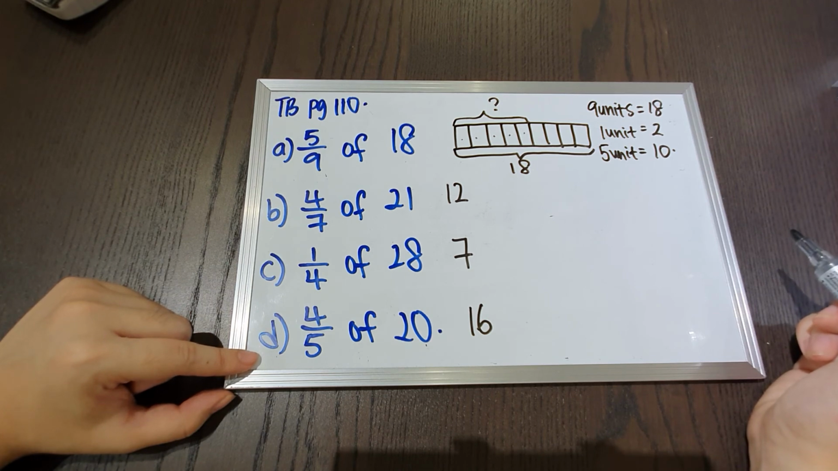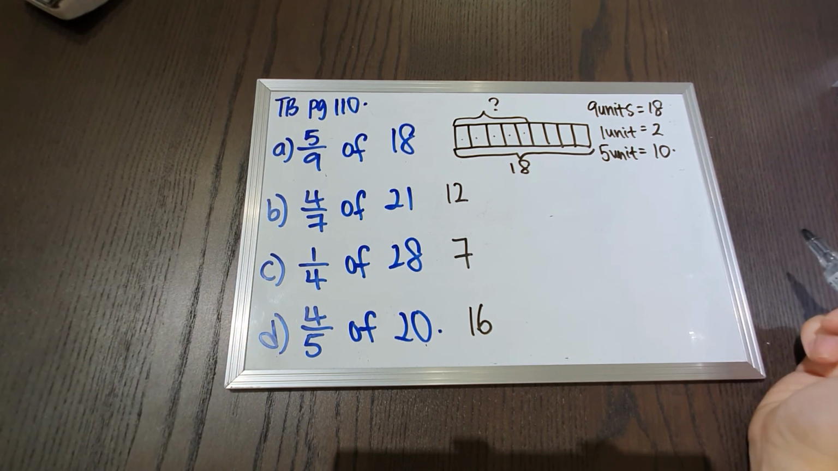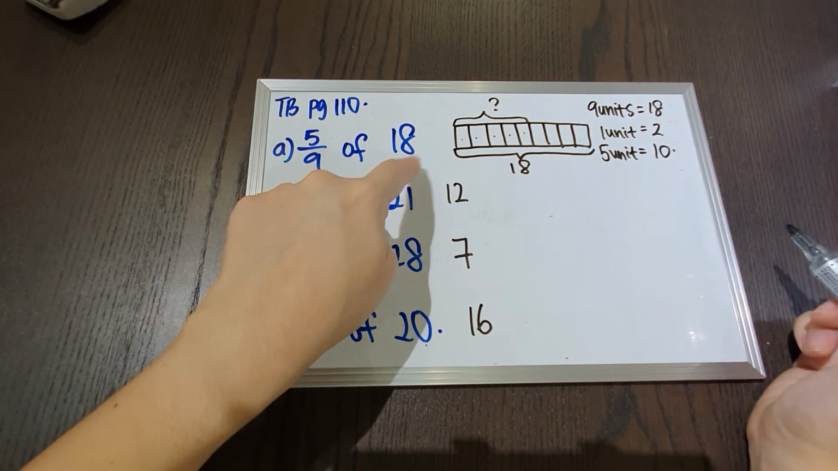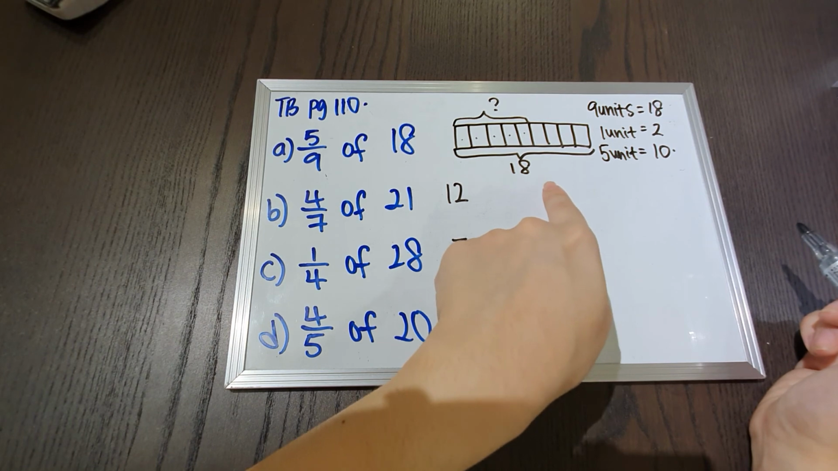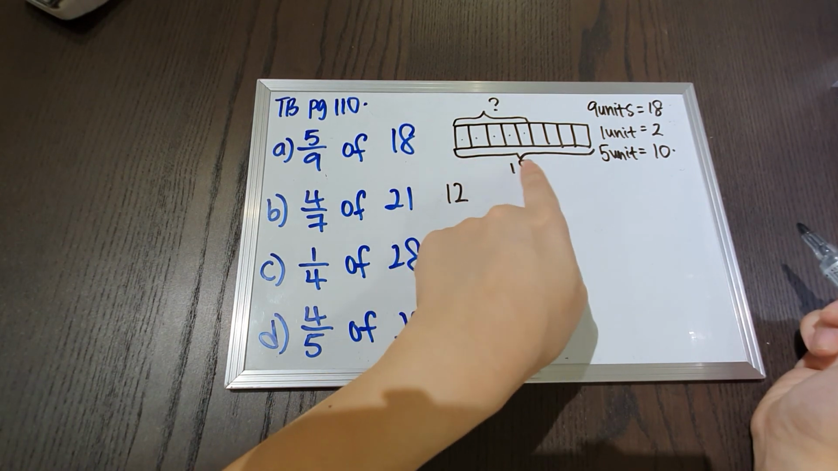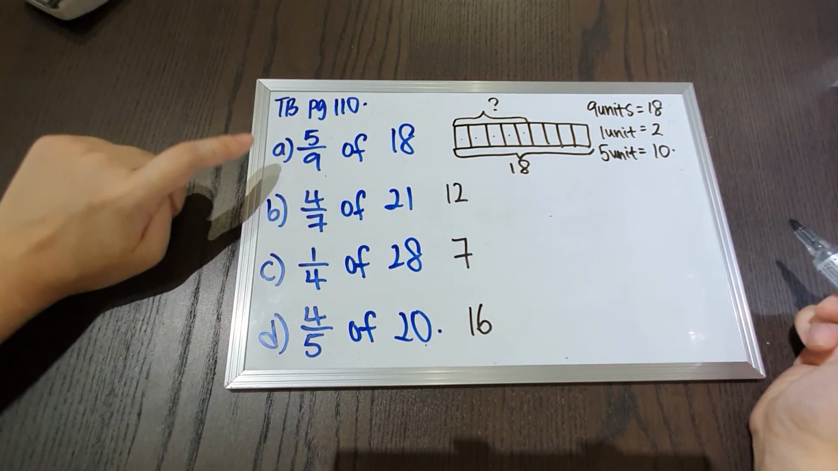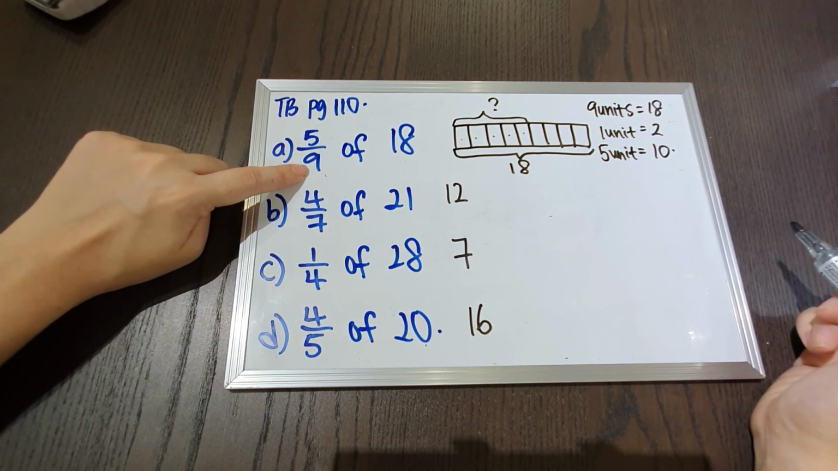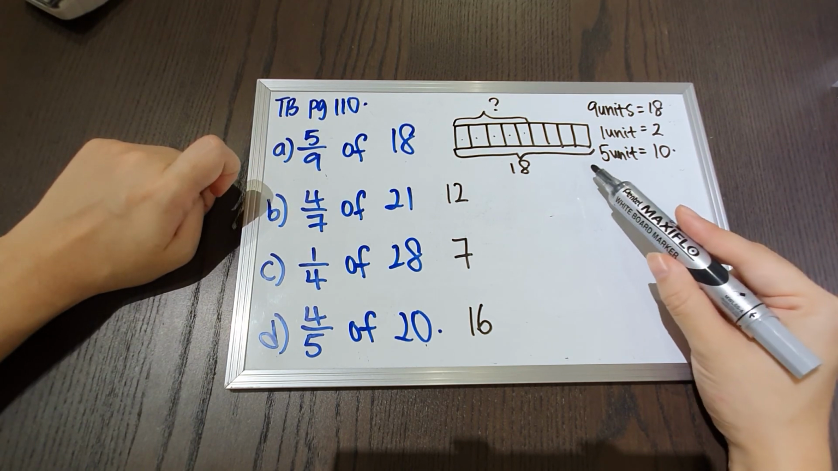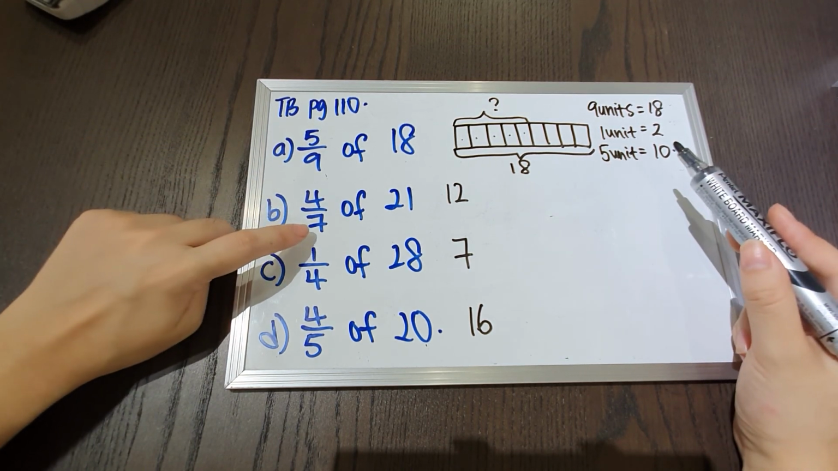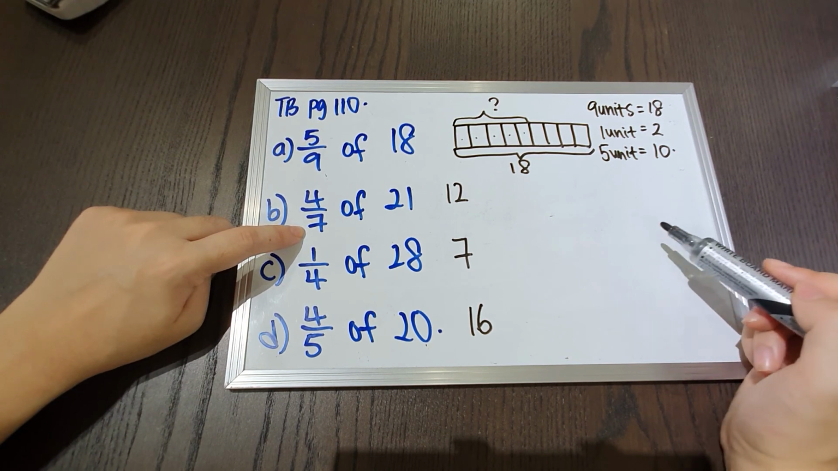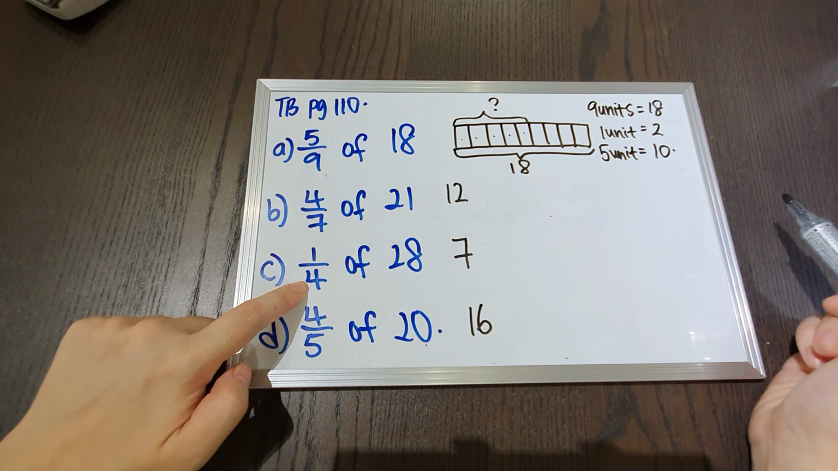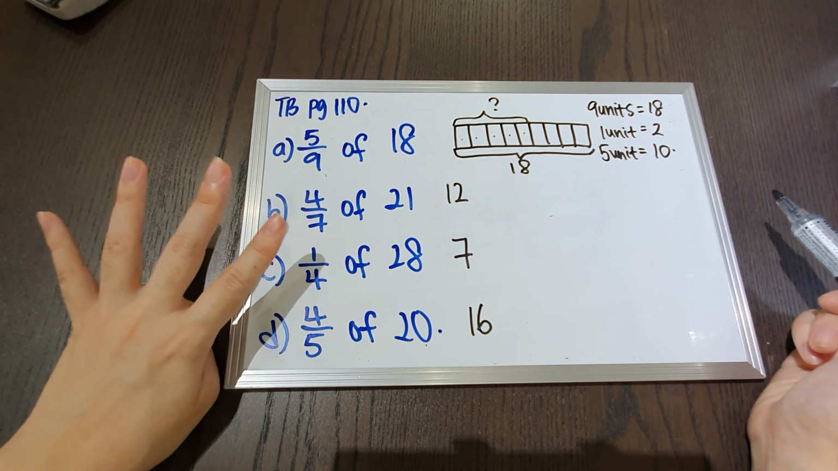So now, as a closure, hopefully you are able to understand what a fraction of a set means and how you should draw your model. Remember, how many parts to cut your model depends on what your denominator is. If your denominator is 9, you will cut your model into 9 parts. If your denominator is 7, you will cut your model into 7 parts. If your denominator is 4, you cut your model into 4 parts.